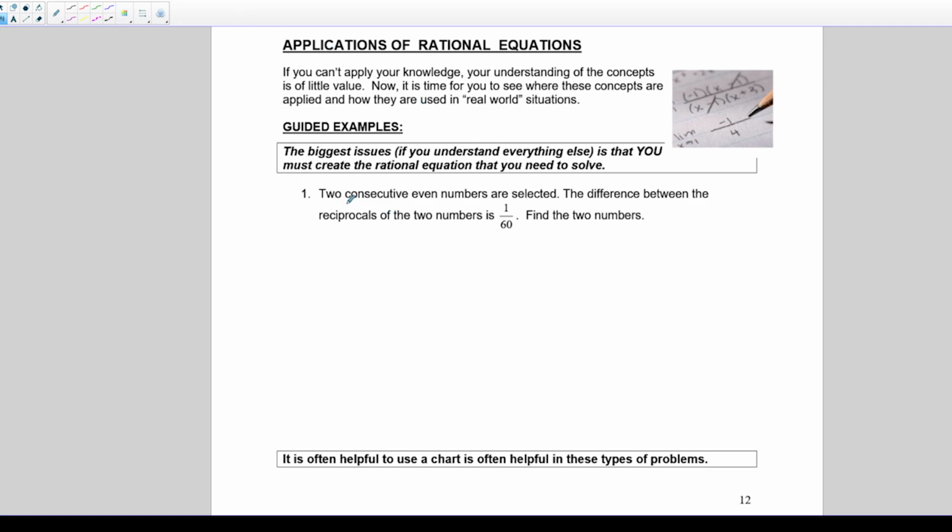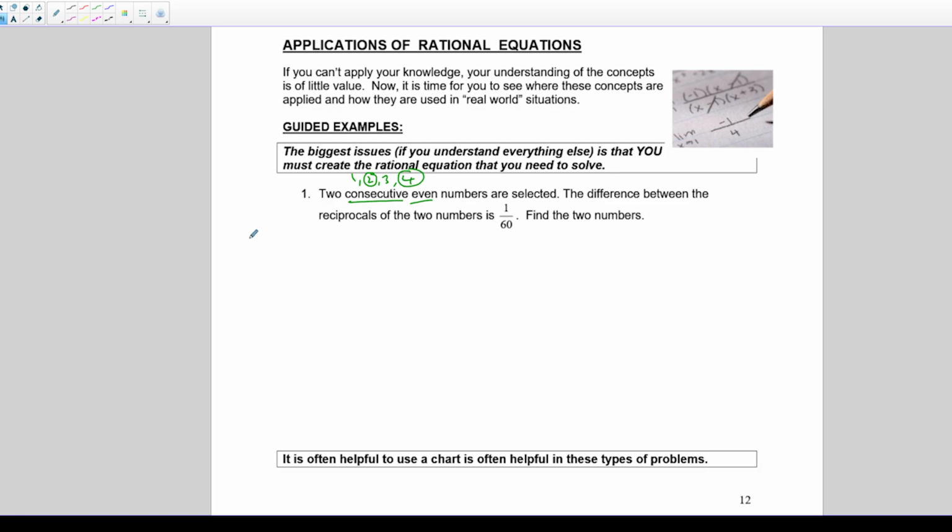We have two consecutive even numbers. So remember, consecutive means one after the other. So for example, 1, 2, 3, 4, those are all consecutive numbers, but we're looking for consecutive even numbers. So if our first even number is 2, the next consecutive even number has to be 4. All right, so from here, we need to define what our two numbers are going to be.